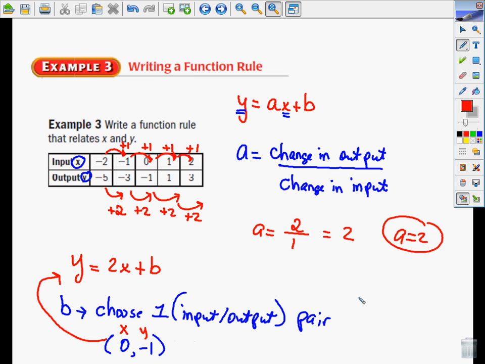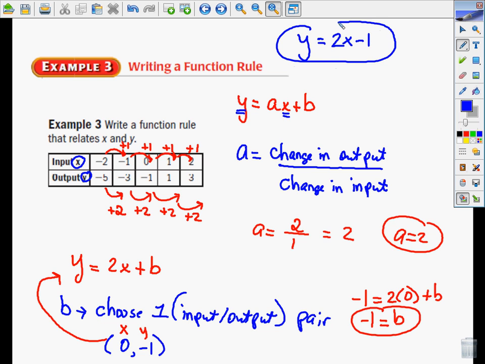So I'll write it over here where there's a little more room. So y now is -1 equals 2 times the x is 0 plus the b. I'm left with one variable, so I'm good to go. -1 equals 2 times 0 is 0 plus b is b. So b is -1. So my final equation, y equals a is 2, x, b is -1. So there's my final equation, y equals 2x minus 1. And if I were to check any of these points, -2 times 2 is -4, minus 1 is -5. Positive 2 times 2 is 4, minus 1 is 3. All the other points in between would change.